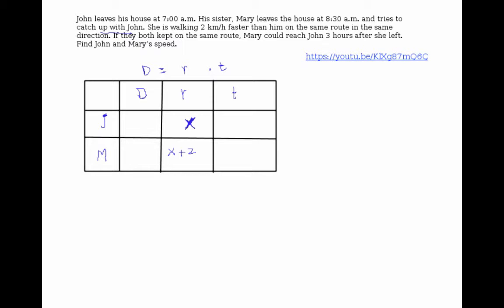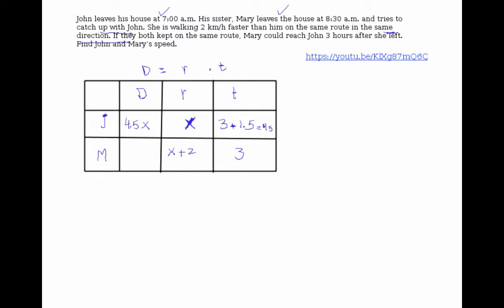Now, the time. Do we know the time for Mary? What is it? Time for Mary is given to me right here, it is 3. Now, how do you figure out the time for John? It would be 3 plus what? 1.5. Because the difference between 7 a.m. and 8:30 is 1.5 hours. So you have to add 1.5 hours here. That would be the time for John. So the distance that John covers would be rate times time. So this would be equal to 4.5. This is 4.5. So I'm going to write this as 4.5x.